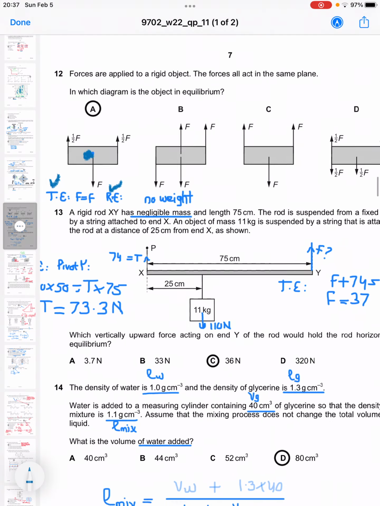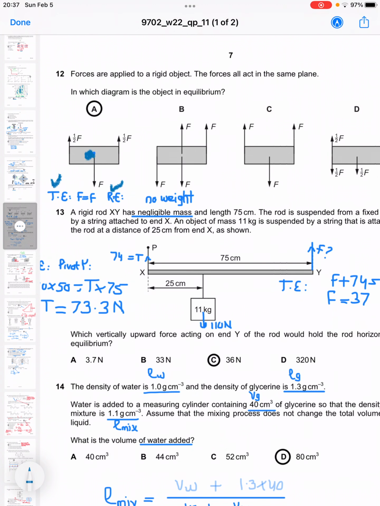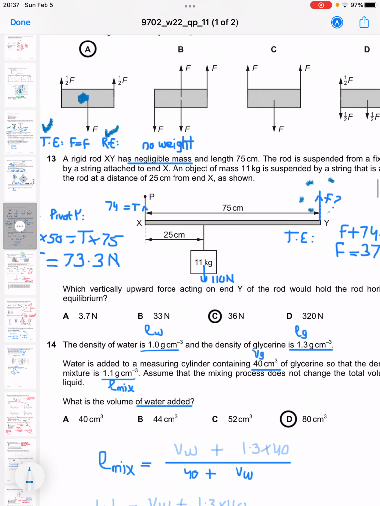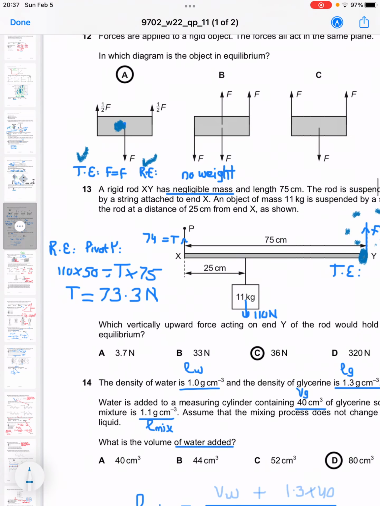Question number 13 says that what is this vertical force when the distance is 75 and there is a tension T in this rope and a weight of 11 kg hangs from here and the distances are given. So first we need to apply anti-clockwise moment equals the clockwise moment, taking pivot as this point. This Y is our pivot, and applying 110 into 50 equals tension into 75, tension would become 73.3 newtons.